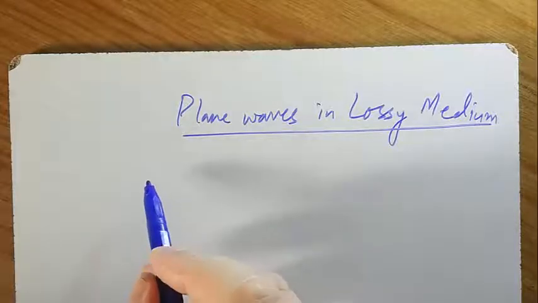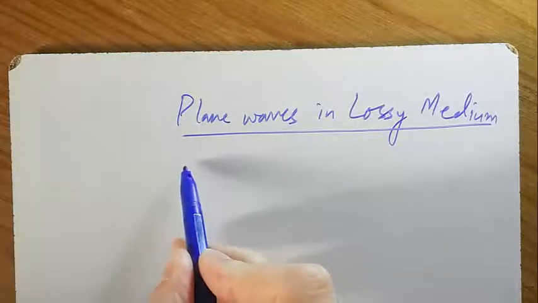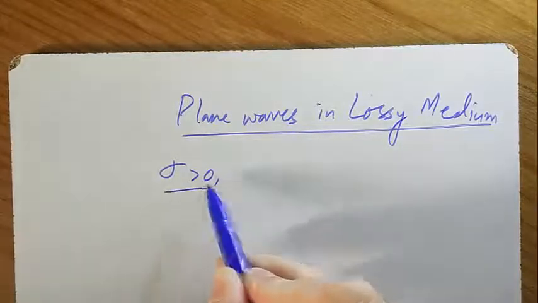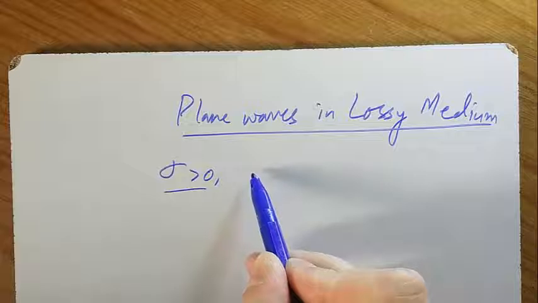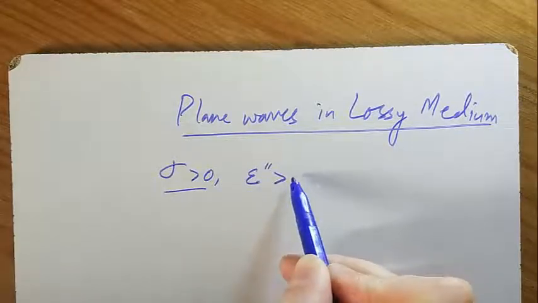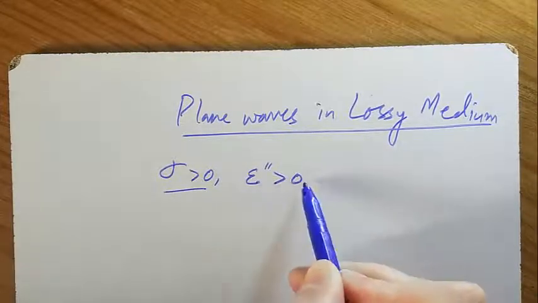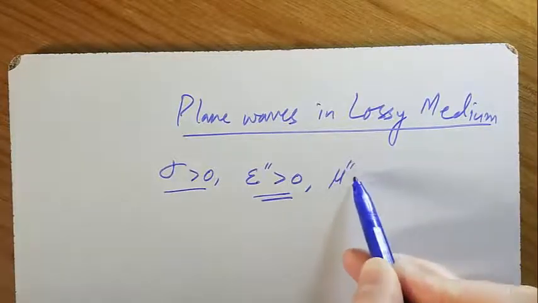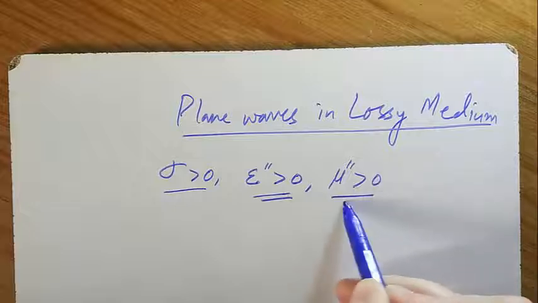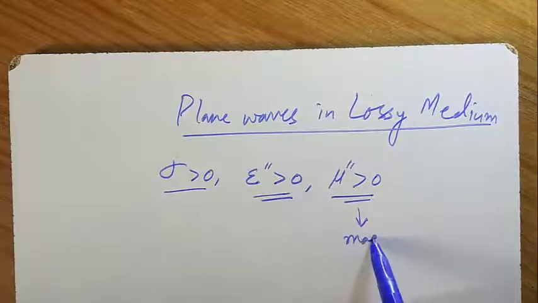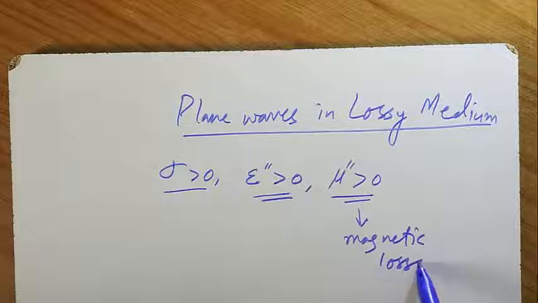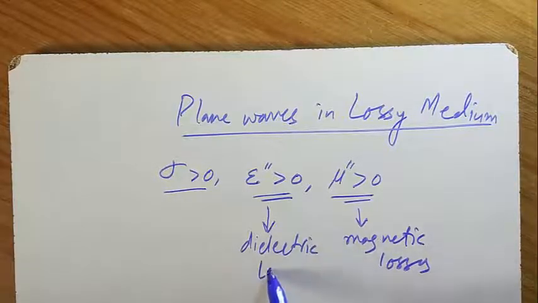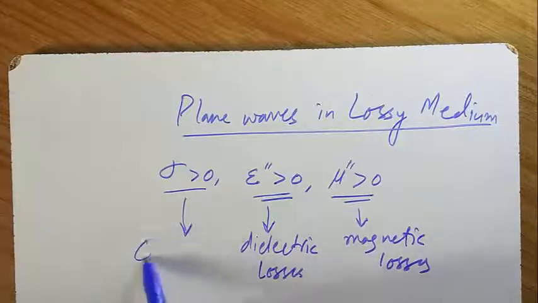First of all, in order to know what lossy medium is, we can define lossy medium as one with sigma greater than zero. It means that it has conduction losses, and epsilon double dash, the imaginary part of epsilon, is greater than zero. This means that we have dielectric losses, and the imaginary part of mu is greater than zero. This means that it has magnetic losses. This shows the dielectric losses, and this shows the conduction losses.